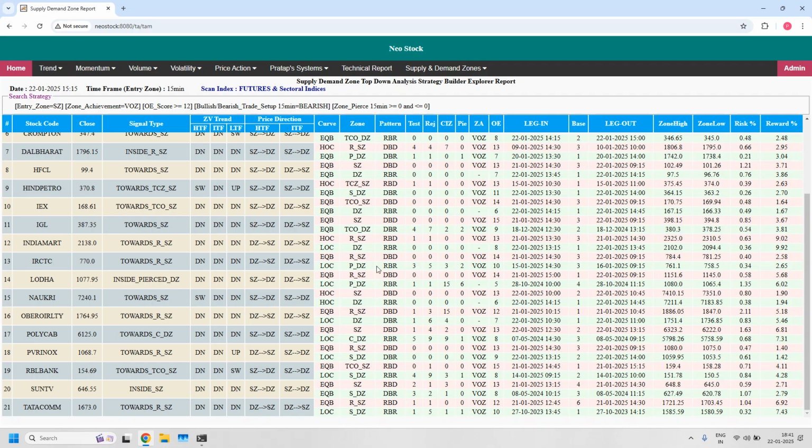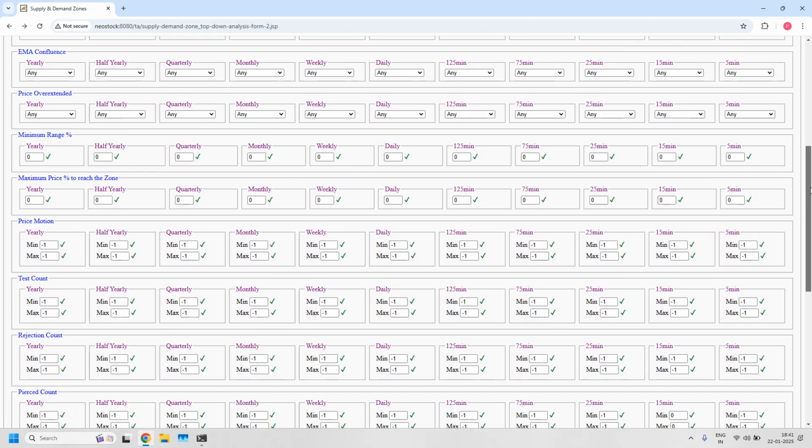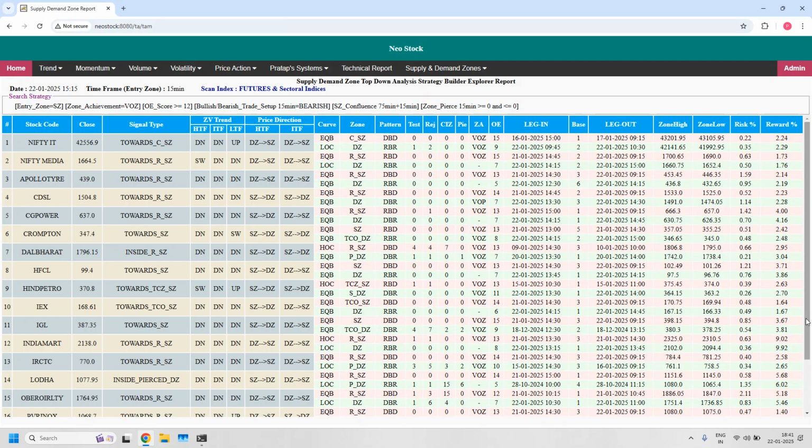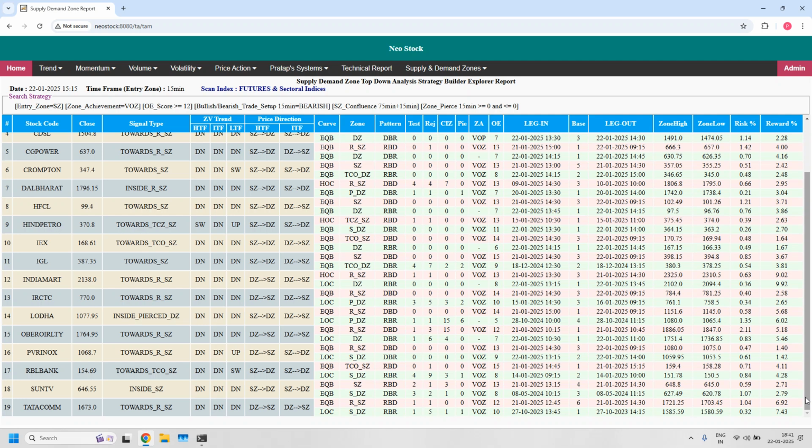liquidity zones. But we can further add some more filters based on the zone confluence. First filter is LTF and ITF supply zone confluence. Let us add that filter. That is the 15 minute supply zone with 75 minute supply zone confluence. I am enabling the filter. With this filter, we got 19 stocks. First 15 stocks in the list. So total 19 stocks.